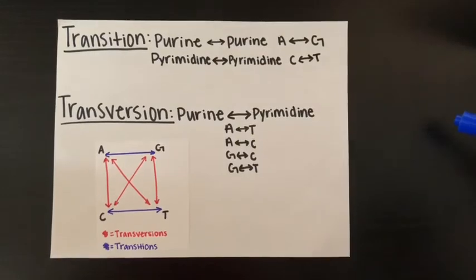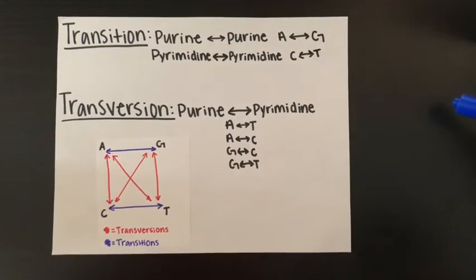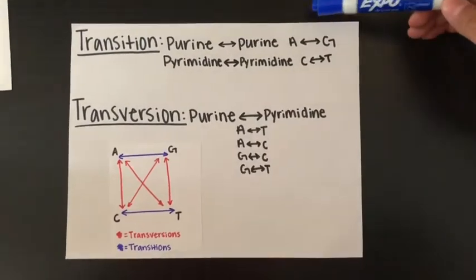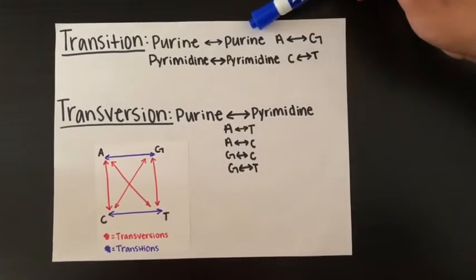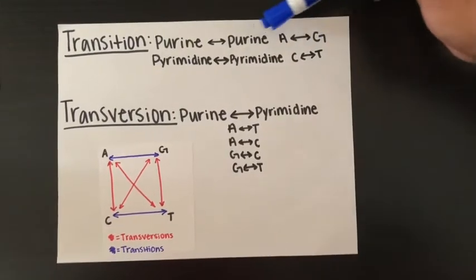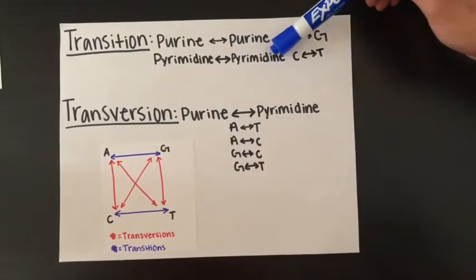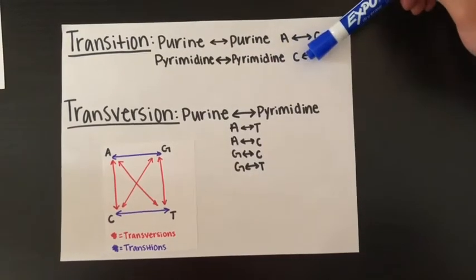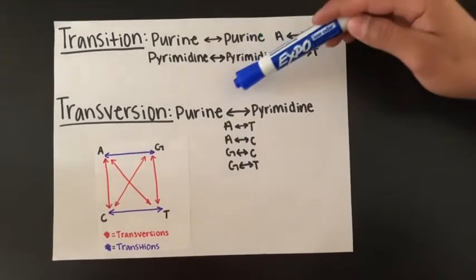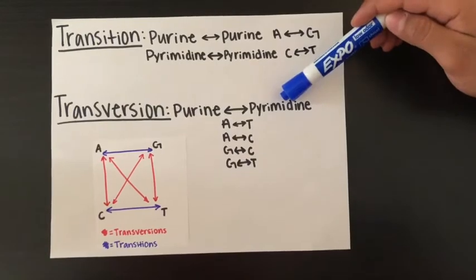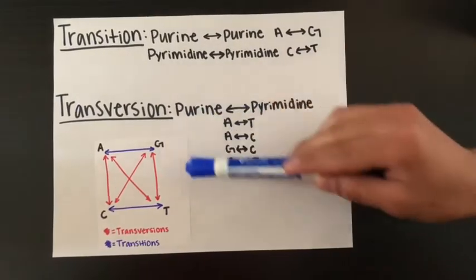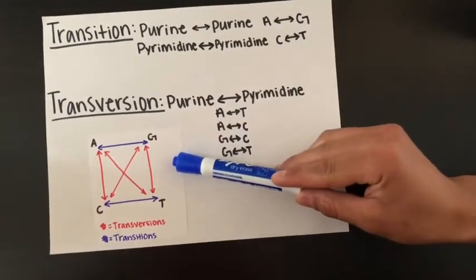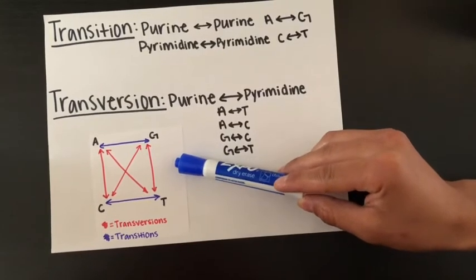So a point mutation results in the substitution of one base pair for another. There's a transition mutation where a purine base is switched for another purine base, or an A base switched for a G, and a pyrimidine base is switched for another pyrimidine base, or a C base is switched for a T. And there's a transversion when a purine base is switched with a pyrimidine base. We're going to be using this diagram to figure out whether the mutation was transition or transversion.